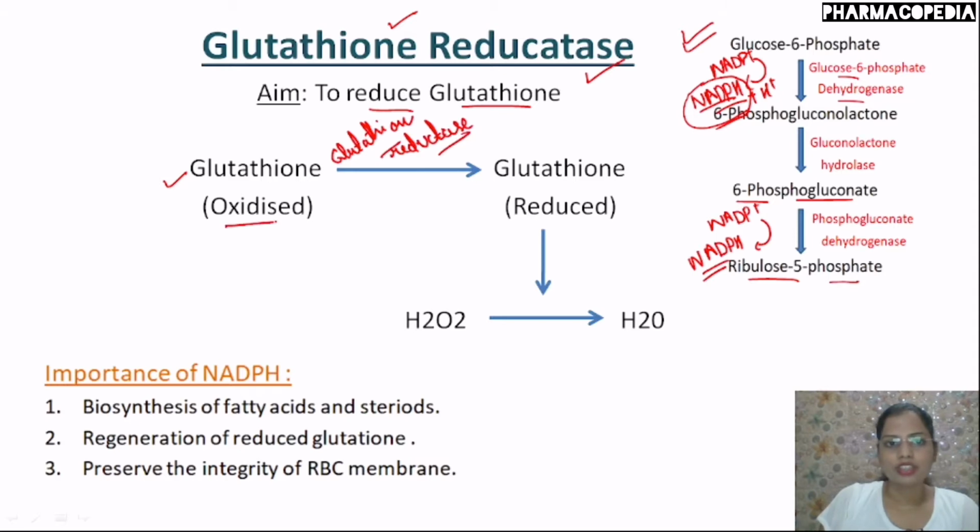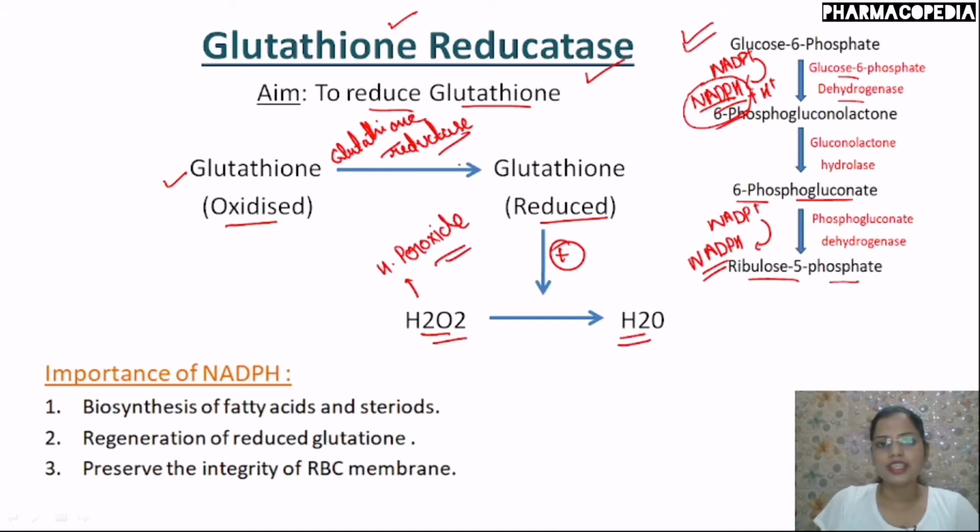So the oxidized form gets converted into the reduced form in the presence of the enzyme glutathione reductase. Further, what does the glutathione in the reduced form do? It causes the detoxification of hydrogen peroxide, that is H2O2, to water.